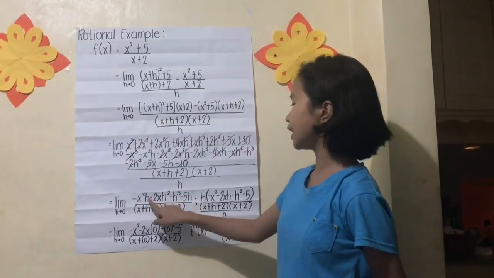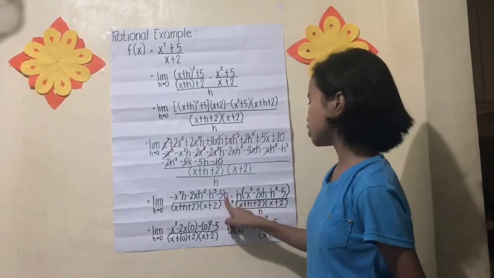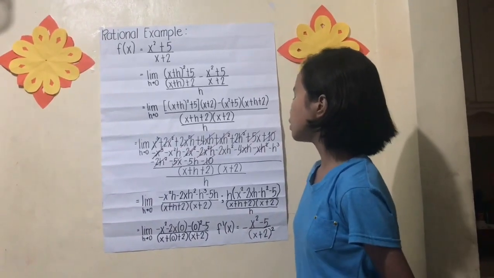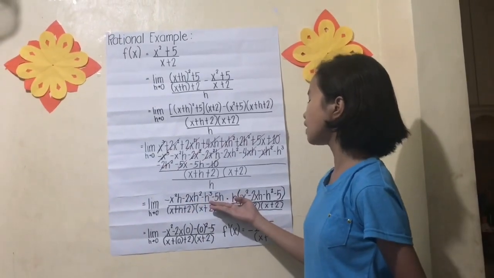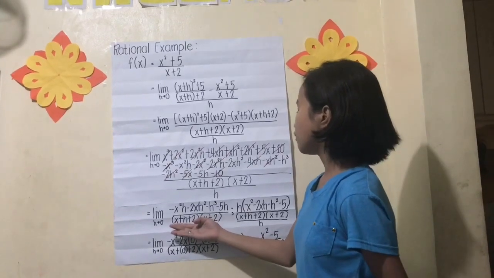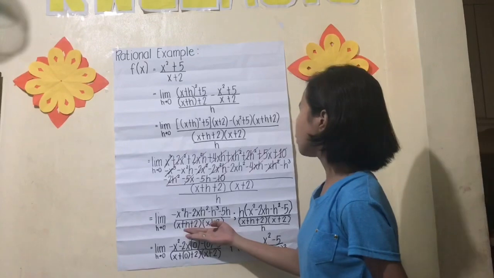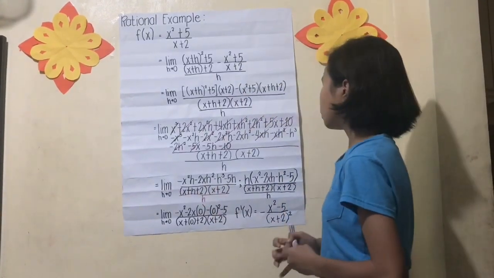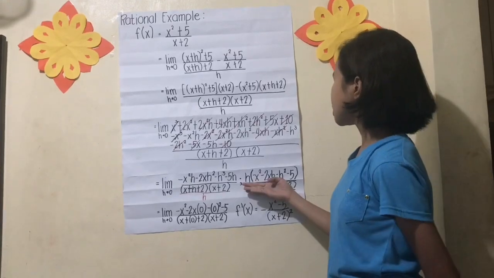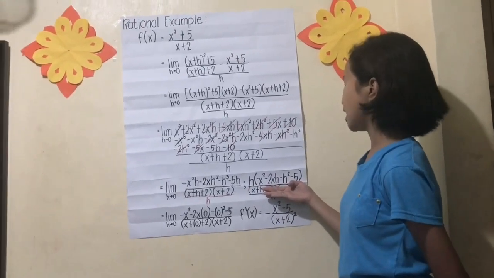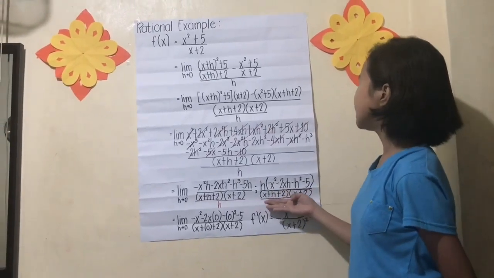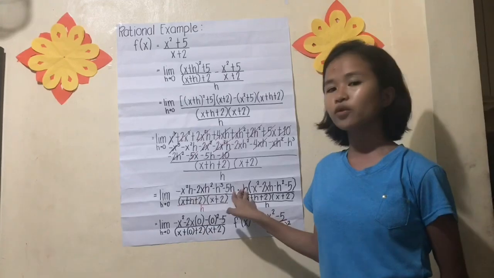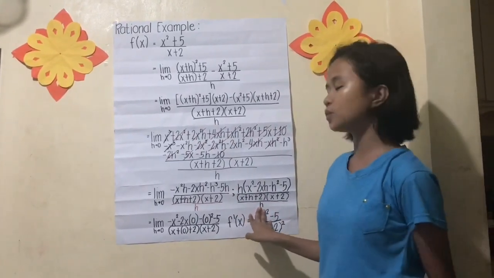So we can see that they all contain h, which means we can factor out h. So we have the remaining terms, which are the limit of (negative x²h minus 2xh² minus h³ minus 5h) over (x + h + 2)(x + 2), over h, as h approaches 0. And now we factor out h. So we have h times (negative x² minus 2xh minus h² minus 5) over (x + h + 2)(x + 2), over h. As you can see, we have h in the numerator and h in the denominator, and that means that we can cancel them out.